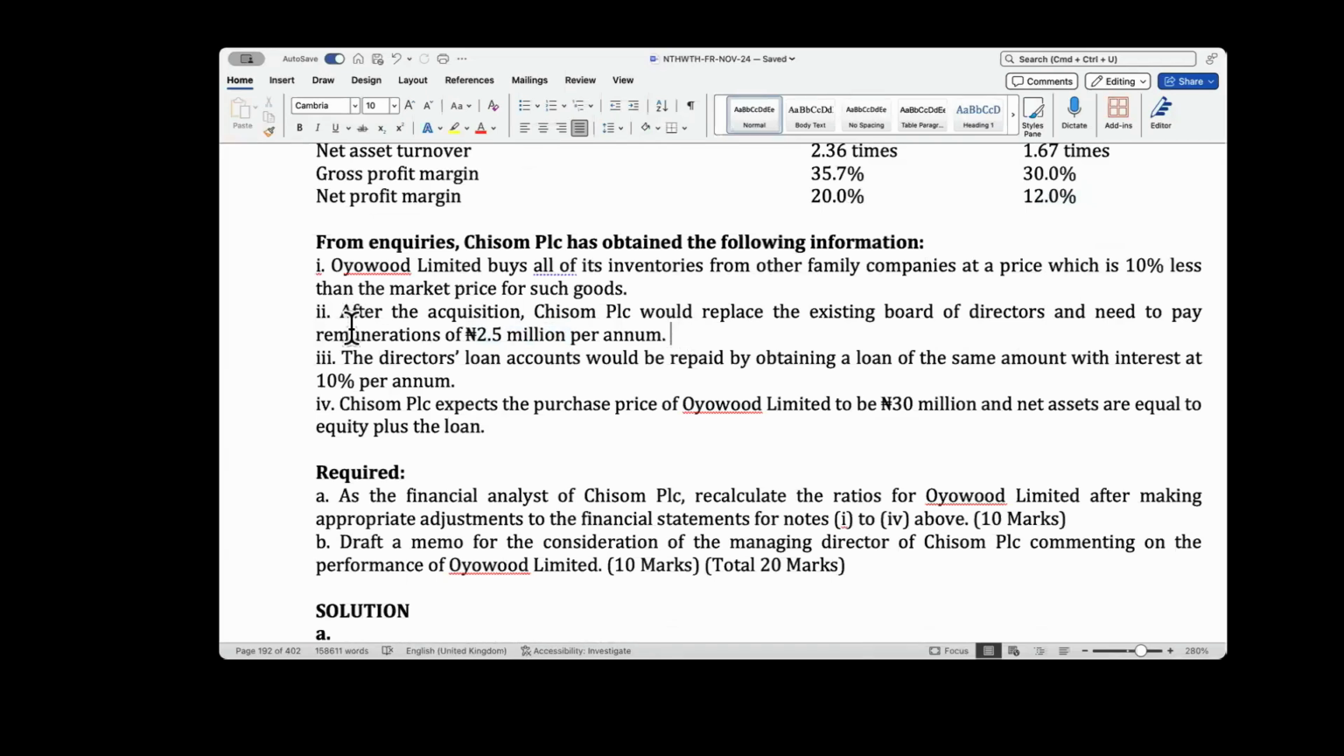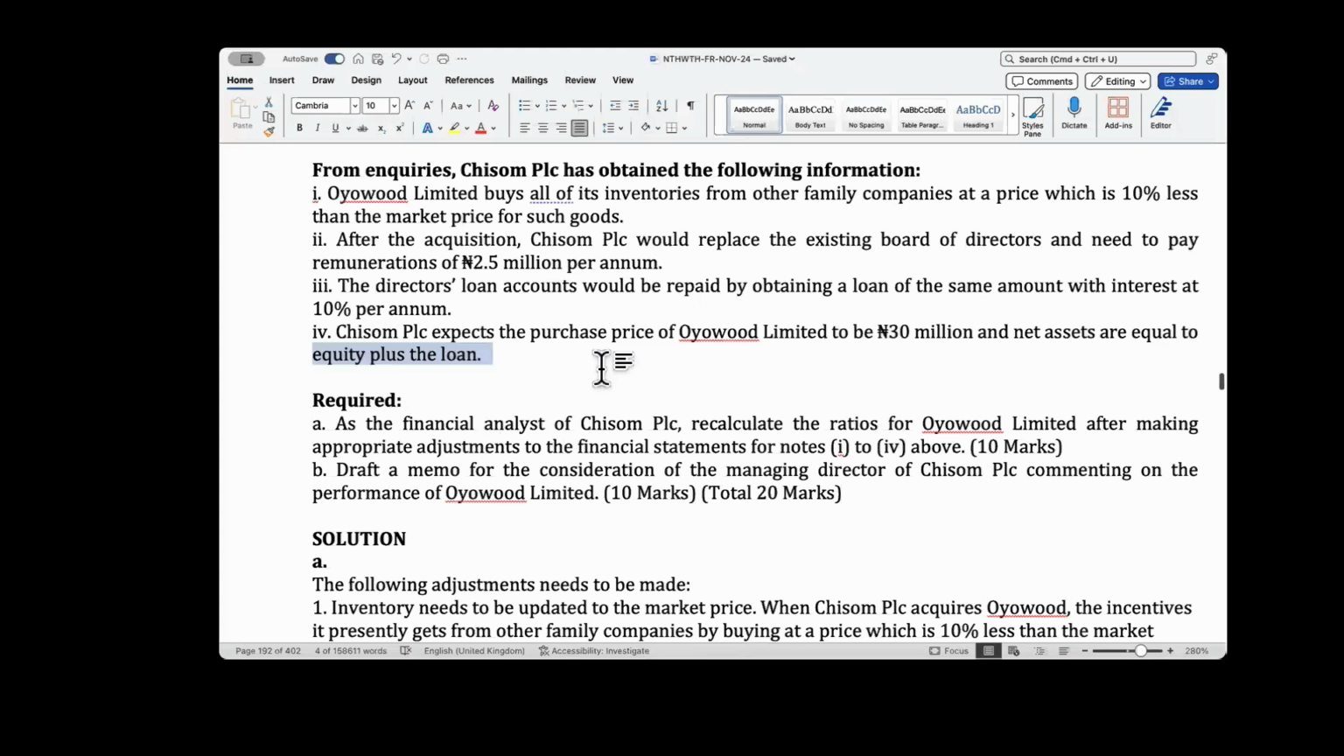Okay. Three, the director's loan account would be repaid by obtaining a loan of the same amount. Now we'll start paying interest at 10% per annum. Okay. They said Shison PLC expects the purchase price of Oilwood to be 30 million. And net assets are equal to equity plus the loan. Okay. Required. Okay. We calculate the ratios.